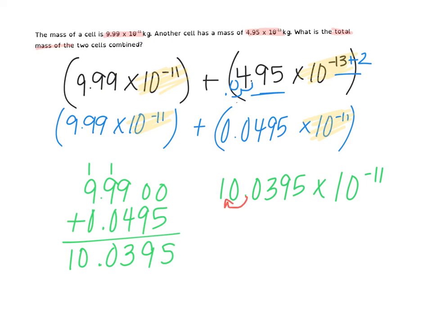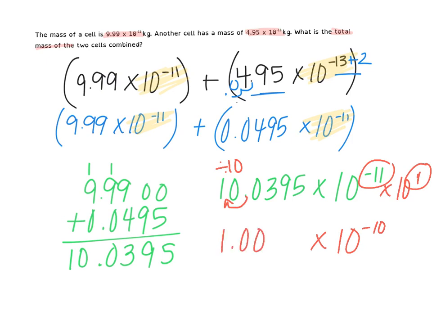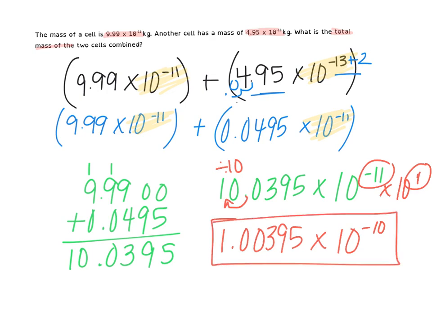So really it's like I just divided by 10. So if I just divided this by 10 to get that number smaller, I need to multiply this by 10, right? Or add 1 up here. So negative 11 plus 1 gives me 10 to the negative 10th power, and then I end up with 1.00395 times 10 to the negative 10th power. And there would be my final answer.